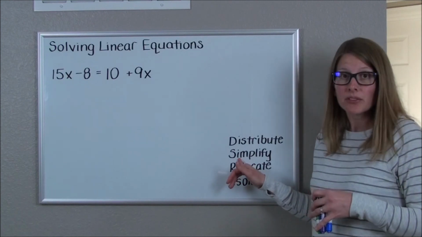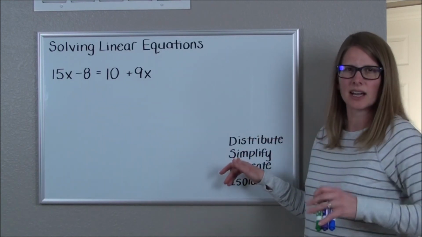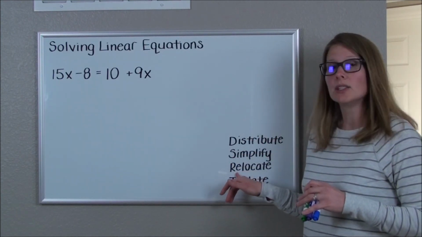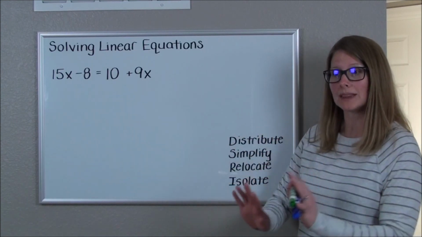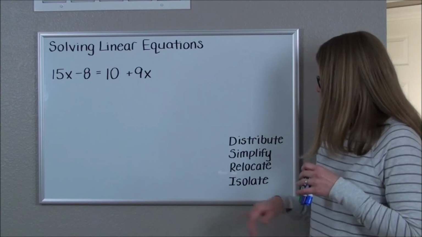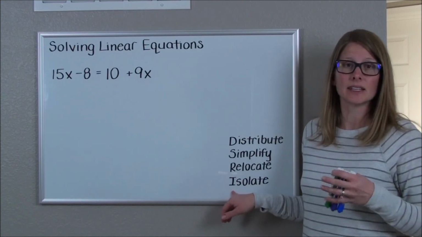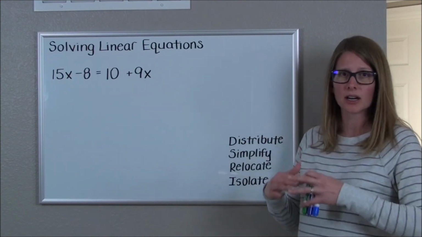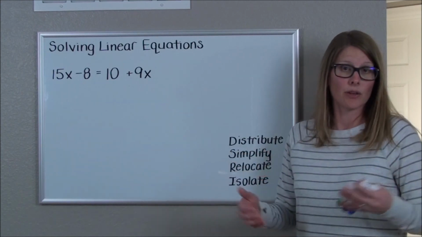Sometimes we'll need to simplify either side of the equation just to clean things up a bit. We may need to relocate terms, where we'll put letters on the left side of the equal sign, numbers on the right side of the equal sign. And then our last step will be to isolate the variable, which means to totally get the letter completely by itself and to solve for it.